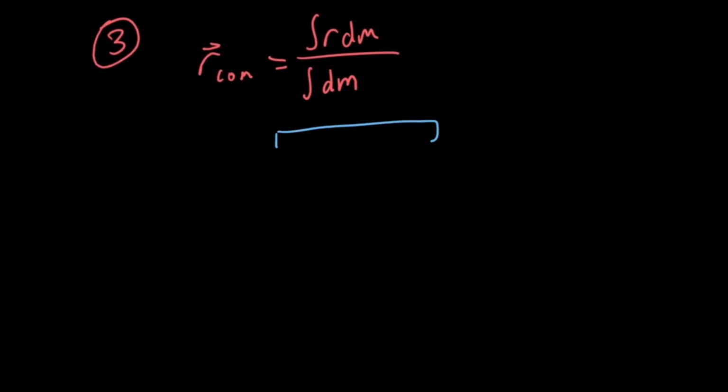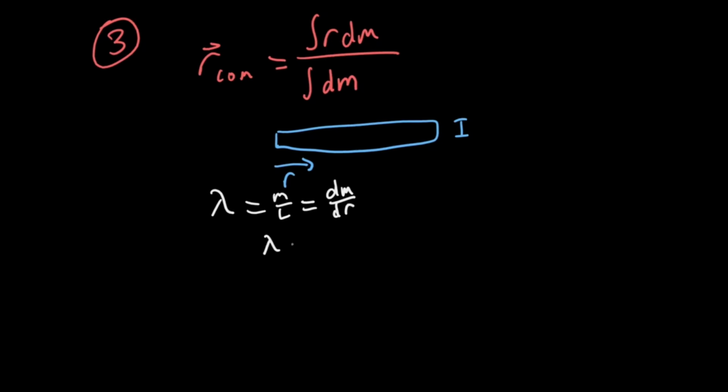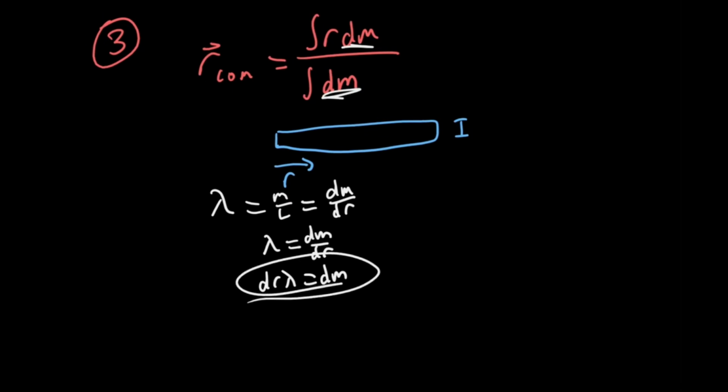I'm just going to draw a quick 1-dimensional rod. We're going to assume that this direction is negligible, and we're going to have the r direction going this way. In these scenarios, we're going to have a lambda, and we can set lambda equal to m over l, which is also equal to dm over dr. Now we can make a substitution: lambda equals dm/dr, therefore lambda dr equals dm, and then we can replace these dm's with this substitution.